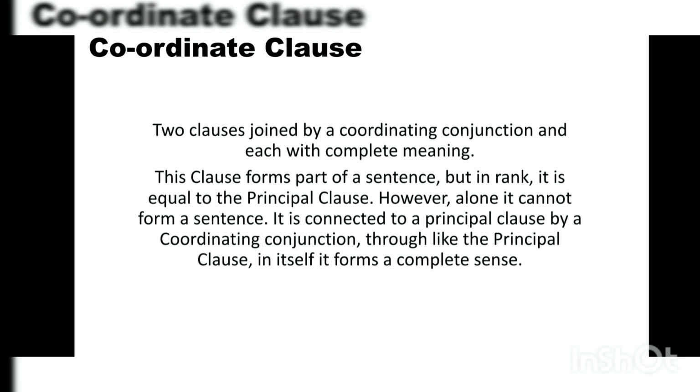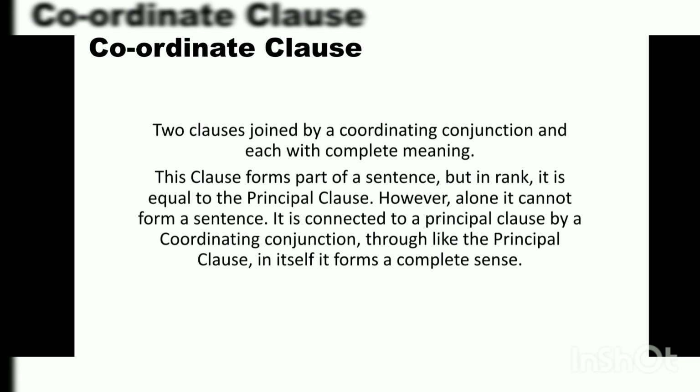Now we are left with only the last kind of clause, that is coordinate clause. Let me revise this thing. We have discussed the kinds of clauses in the first video, in which I have discussed with you the main or principal clause, the subordinate clause, the types of subordinate clause, and now we will discuss the coordinate clause. Coordinate clause is very easy.